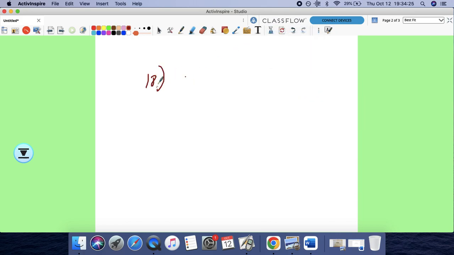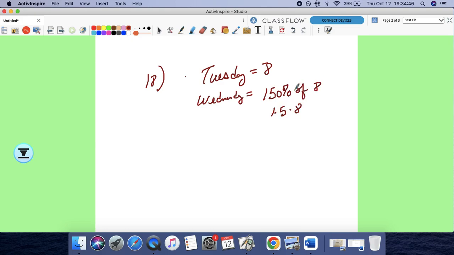18. John ran 8 miles on Tuesday. So let me write down, Tuesday is 8 miles. On Wednesday was 150% of Tuesday, which is of 8. So I'm going to take that and multiply that right away. So 1.5 of 8 is going to be 12. Right, so on Wednesday he ran 12. How much did he run in total?